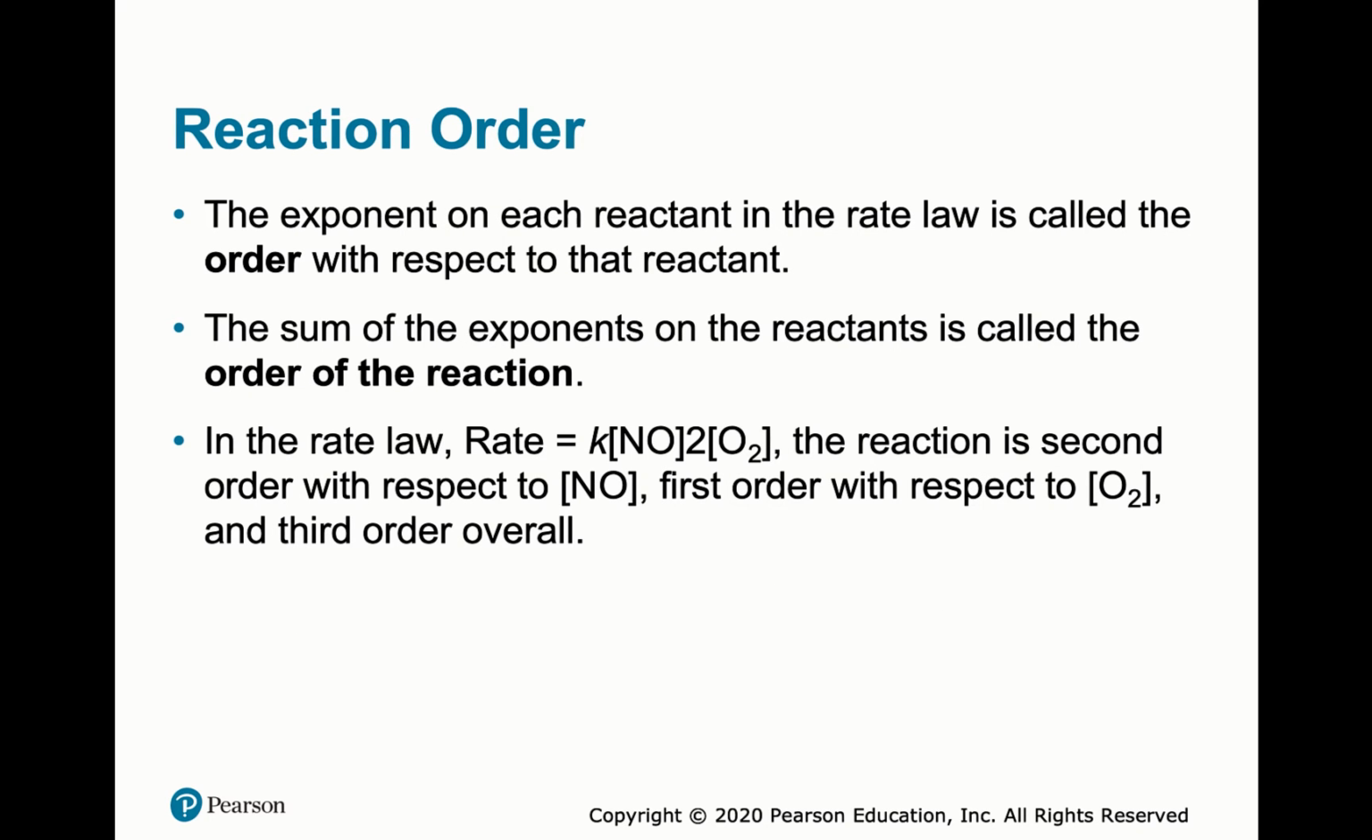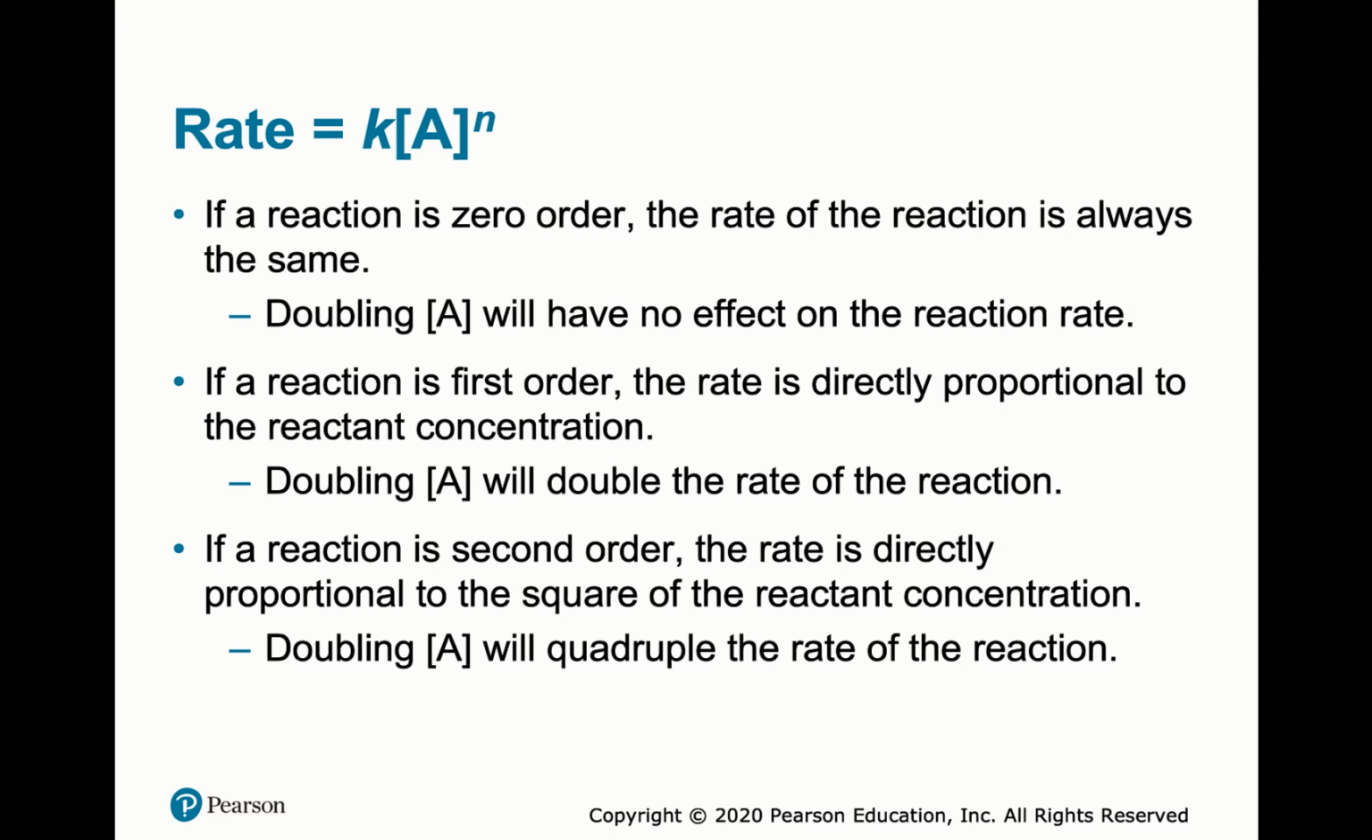So the reaction order is the number of that exponent. For this rate law, rate equals k[NO]^2[O2], that means it's second order with respect to nitrogen monoxide and first order with respect to oxygen, and the overall reaction order is the sum of the exponents, so it would be 2 plus 1, or 3.